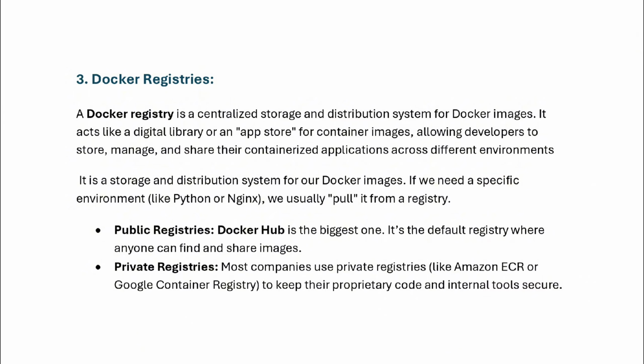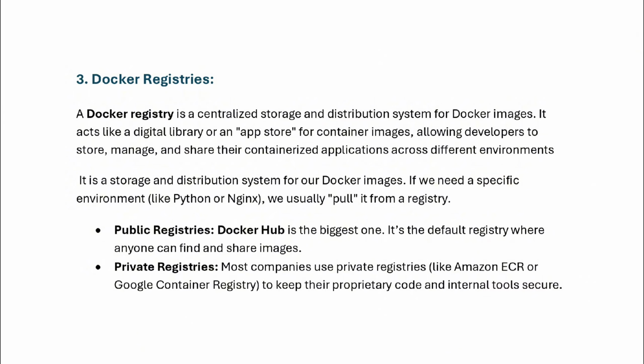Docker registries. A Docker registry is a centralized storage and distribution system for Docker images. It acts like a digital library or an app store for container images, allowing developers to store, manage, and share their containerized applications across different environments. In short, it is a storage and distribution system for our Docker images. If we need a specific environment like Python or Nginx, we usually pull it from a registry.